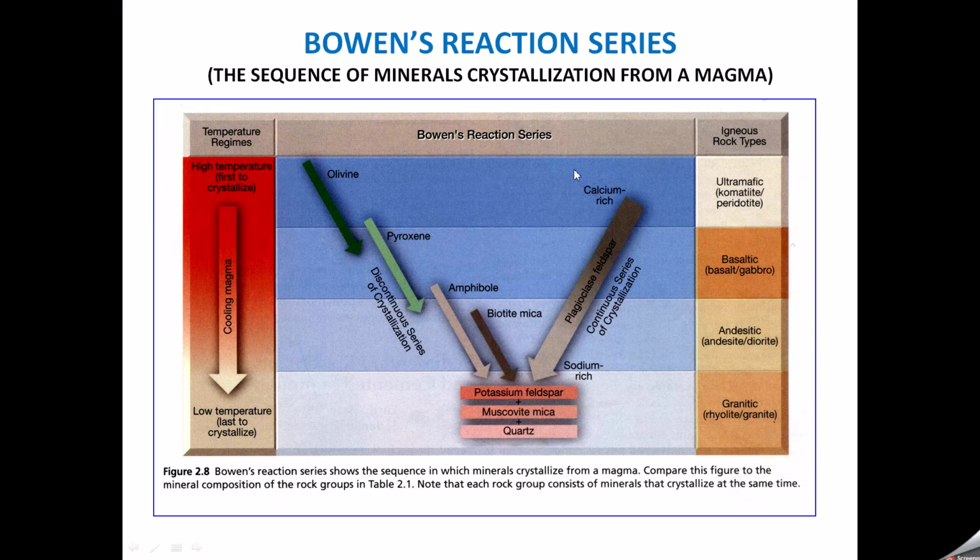And as you go from top to bottom, you find the minerals change from ferromagnesian silicate, dark colored, to the light colored silicate or non-ferromagnesian silicate. So darker minerals give you darker rocks, and as you go down, lower temperature gives you lighter rocks.